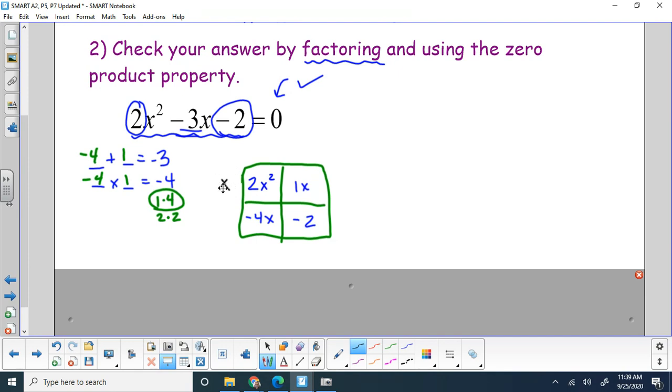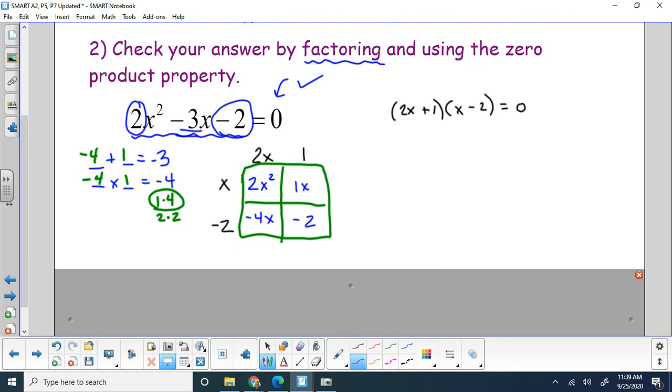Now I like to ask the question, what times x equals 2x squared? That's 2x. What times 2x equals -4x? That's a -2. And what times -2 equals -2? Well, that's a 1. Now that I've successfully factored, I can rewrite my problem so that I can see it as a product of two binomials. (2x + 1)(x - 2) = 0.